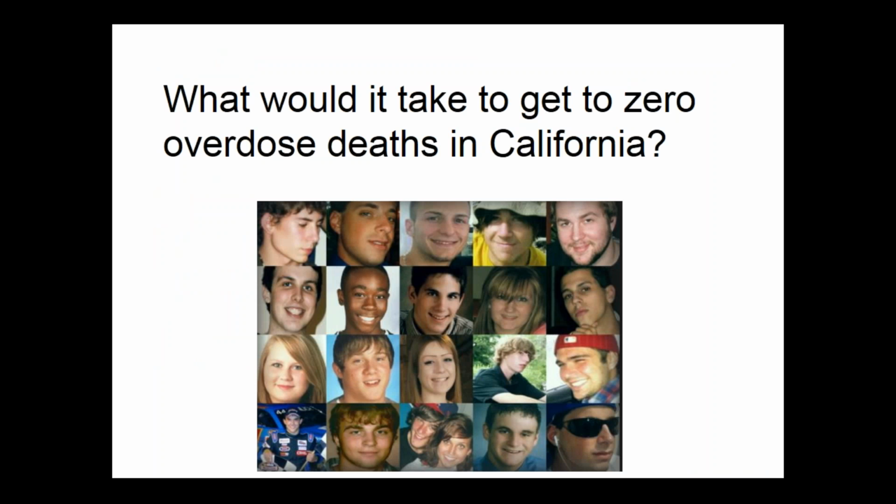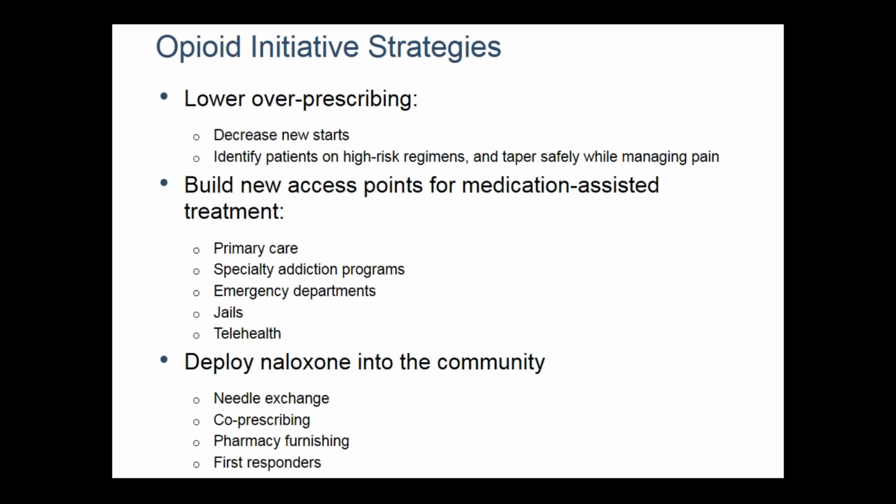So in 2015, when we started this work, we really asked ourselves, what would it take to get to zero overdose deaths in California? Many of these faces are people who died from the opioid epidemic, and every single one of these deaths is preventable. So when we looked at what resources we had as a foundation and within our state, we aligned our activities with the guidance from then Secretary Burwell, the federal guidance that informed the work from Health and Human Services, CDC, Public Health, and others.